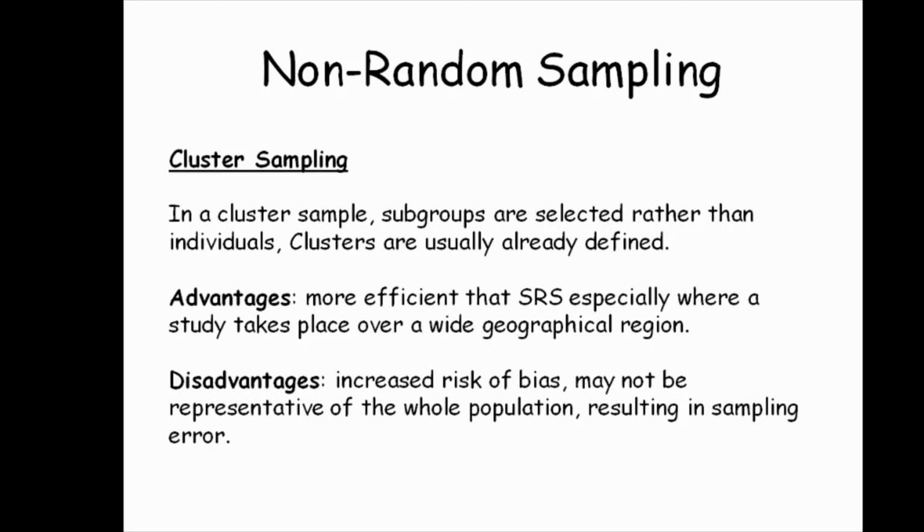Now, a disadvantage of this is that there is an increased risk of bias, so it may not be representative of the whole population, resulting in sampling error. So for example, if I was to select a city in the north, and let's say the economists have found that there's low employment in the north, then asking them about their opinions on politics might be very conflicted because of how they're feeling. Whereas people in the south might have more opportunities and may feel happy about the local government.